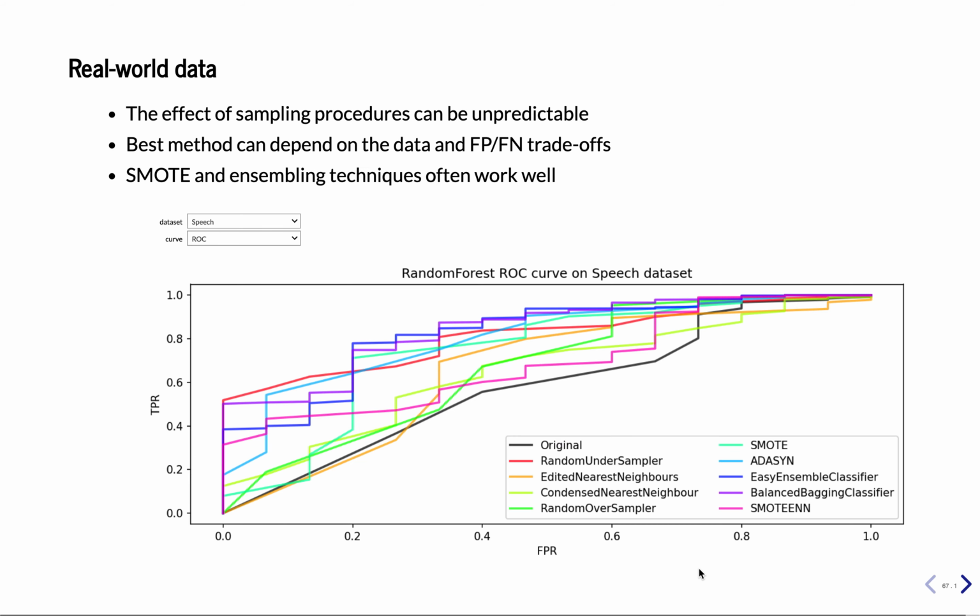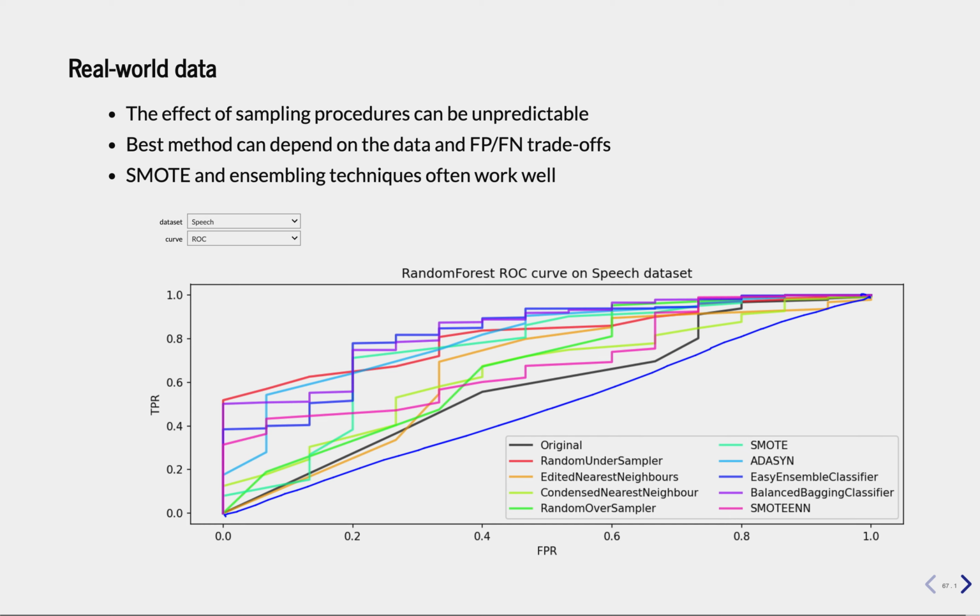Finally, how does this work on real-world data? Here we show the ROC curves for different data sets. First, we look at the speech data set, and here we see this is quite a hard data set. If you don't do anything, the original performance is very close to the diagonal line. So this is not a good original model.